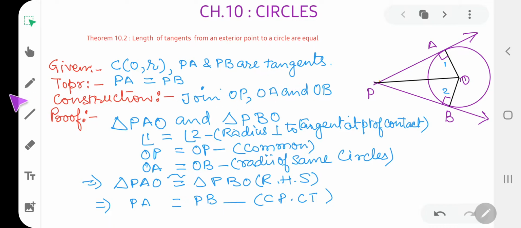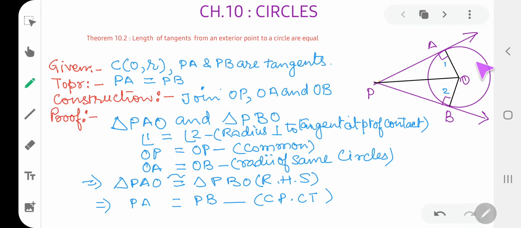Hello students, today we will do chapter 10, circles, and this is the second theorem of this chapter, which is again a very important theorem and will give you very important results. And this theorem states that the lengths of two tangents from an exterior point to a circle are equal.